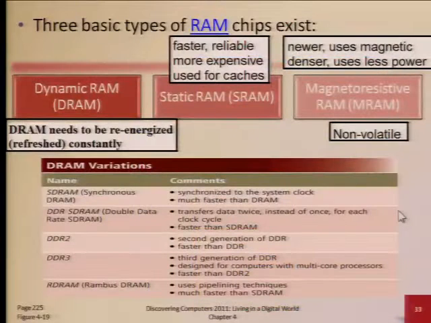Okay, next we talk about 3 basic types of RAM. There are three types here. The first one is DRAM, dynamic RAM. The second one is SRAM, static RAM. And the last one, very uncommon, most of you never use it, is magnetoresistive RAM. They call it MRAM. We spend more time on the DRAM and SRAM, okay?